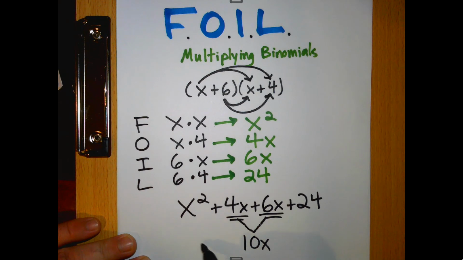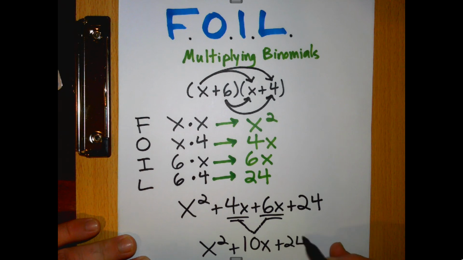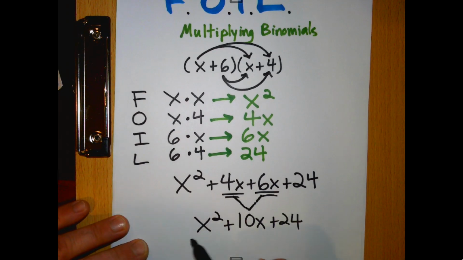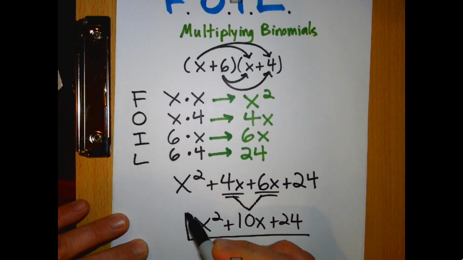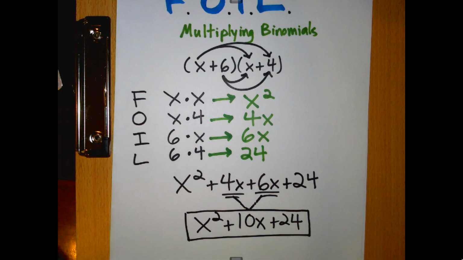So let's just rewrite it. X squared plus 10x plus 24. And let me slide it up a little bit better. And then we put a box around our answer. When we do algebra, we put a box around our final answer, because sometimes you have so much going on that putting a box around it helps make sense for other people.